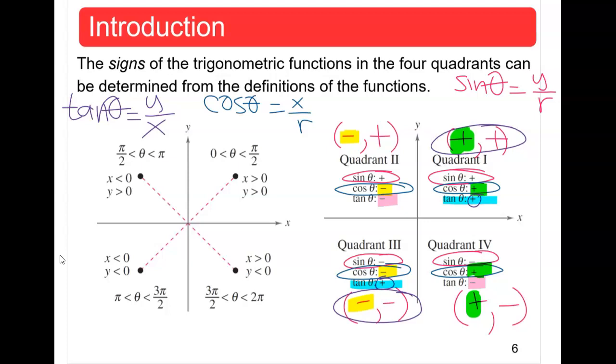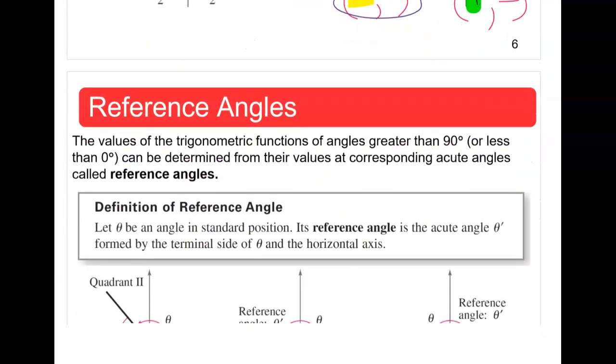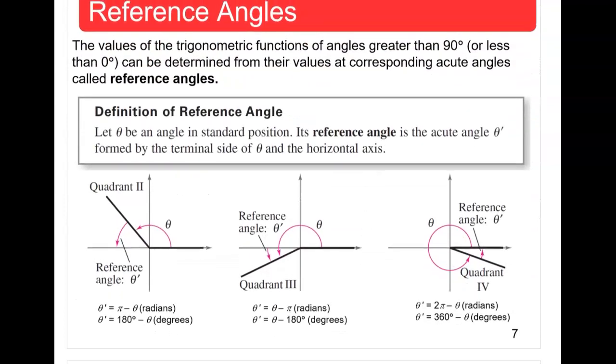Okay, so let's move on to the next slide. And now we're getting to the definition of the reference angle. So the values of the trigonometric functions of angles greater than 90 degrees or less than 0 degrees can be determined from their values at corresponding acute angles called reference angles. So first of all, a reference angle will always be acute, meaning less than 90 degrees, but bigger than 0 degrees, of course.